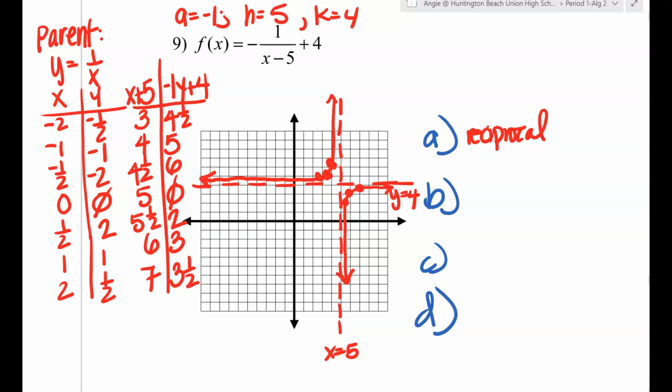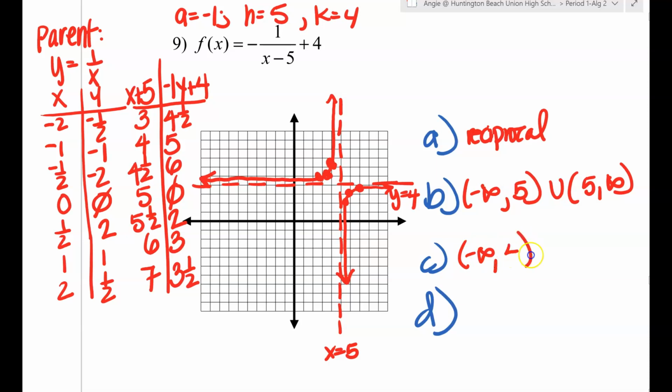Okay, your domain is going to be from negative infinity all the way to that vertical asymptote at 5, union with 5 to infinity. Your range is from negative infinity all the way to that horizontal asymptote at y equals 4, union that from 4 to infinity. Your y-intercept, we do have some, but you can't eyeball that. So let's find it manually.